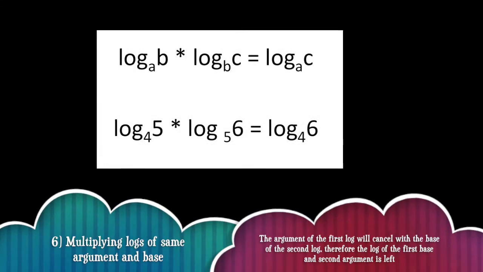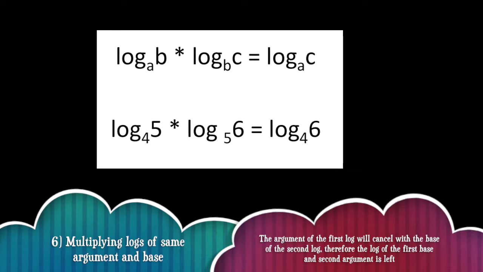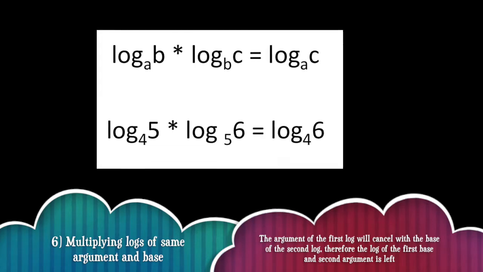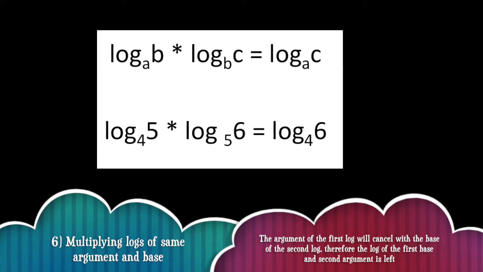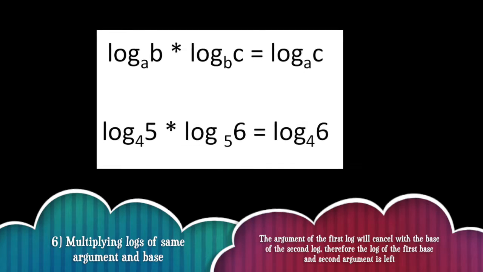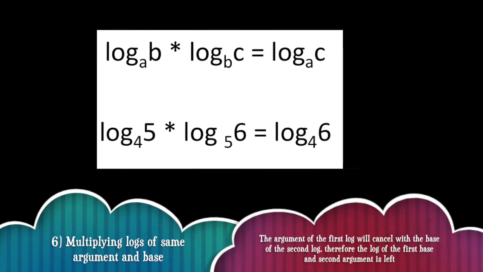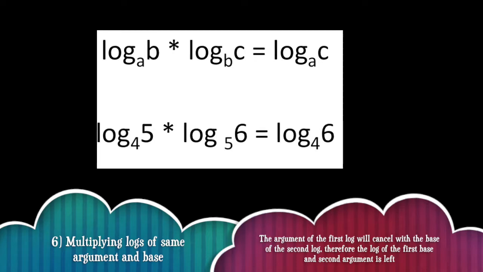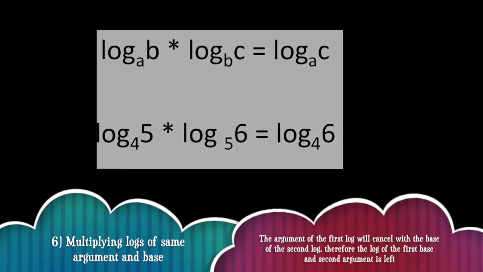When multiplying logs that have an argument b and base b equal in value, the values cancel, leaving the log base a of c. For example, when you have log base 4 of 5 times log base 5 of 6, the 5's cancel, leaving log base 4 of 6.